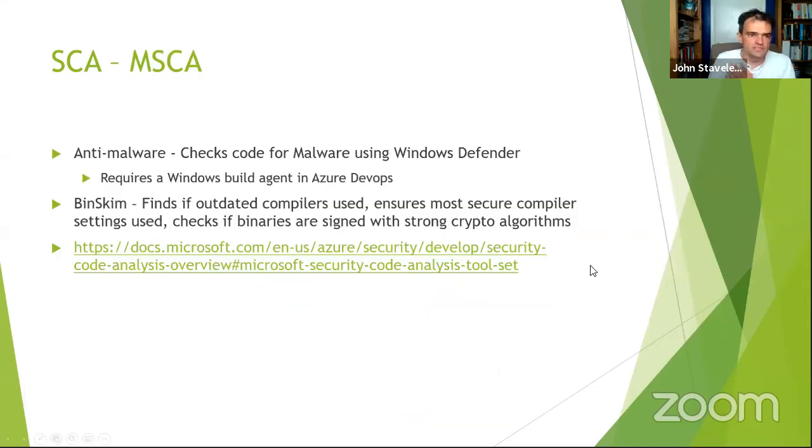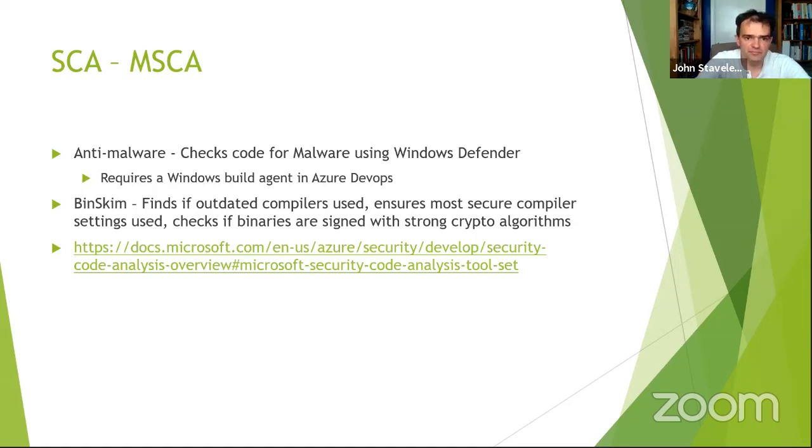So finally, in terms of software component analysis, looking at the Microsoft security code analysis packs, so a developer can check into some malware and none of the SCA components we've looked at so far will pick that fact up. So this malware checker, you need a build agent that uses Windows Defender. So obviously that's a Windows build agent. So that will just fail the build if there's any issue there.